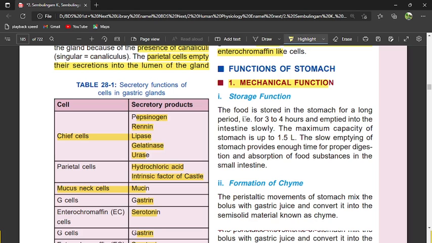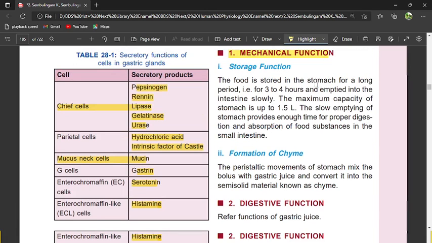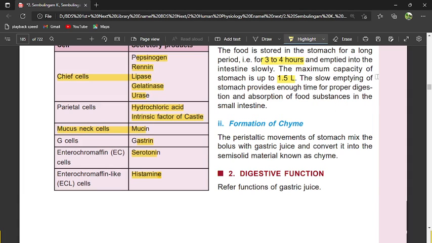So first, it is the storage function. The food is stored in the stomach for a long period of 3 to 4 hours and it is emptied into the intestine slowly. The maximum capacity of the stomach is up to how much? 1.5 liter. I told you before only. The slow emptying of the stomach provides enough time for the proper digestion and absorption of food in the small intestine. Right? Next, let us go with the formation of chyme.